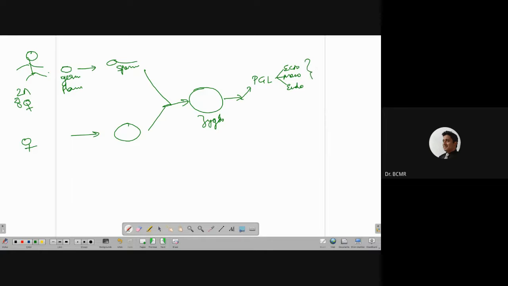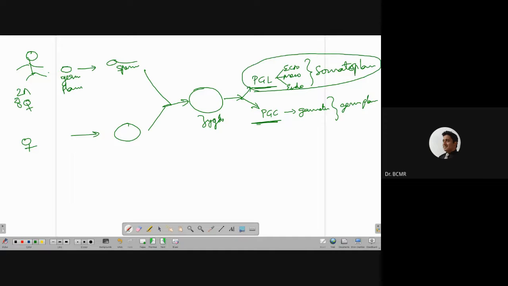And this will form the somatoplasm, all the body that we have. And there is also one more thing that will form, primordial germ cells, from which we get the gametes, right? This is going to form the germ plasm of that individual. Primordial germ layers, primordial germ cells. Primordial germ layers will give rise to somatoplasm. Primordial germ cells will give rise to the germ plasm.